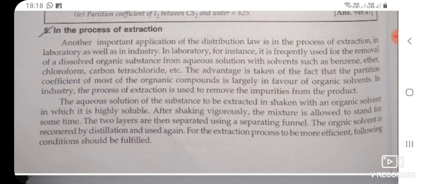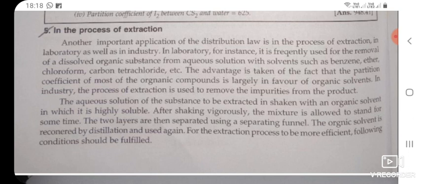In the process of extraction. Another important application of the distribution law is in the process of extraction in the laboratory as well as in industry. In the laboratory, for instance, it is frequently used for the removal of a dissolved organic substance from aqueous solution with solvents such as benzene, ether, chloroform, carbon tetrachloride, etc. The advantage is taken of the fact that the partition coefficient of most of the organic compounds is largely in favor of organic solvents. In industry, the process of extraction is used to remove impurities from the product.